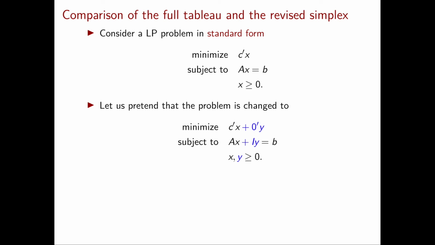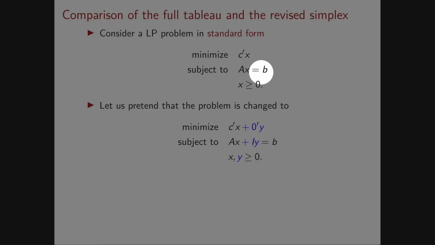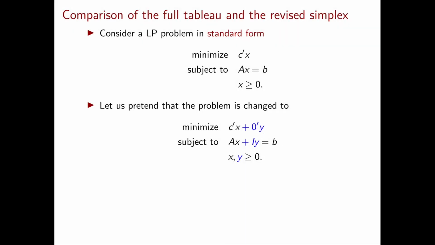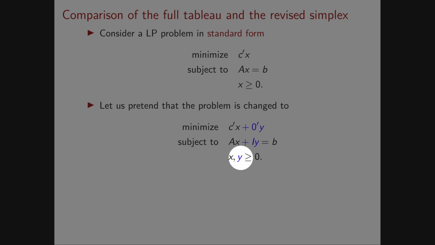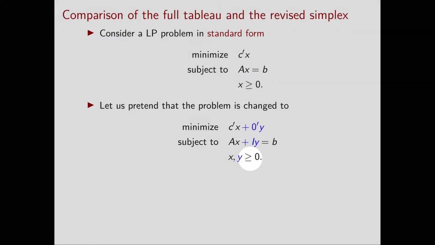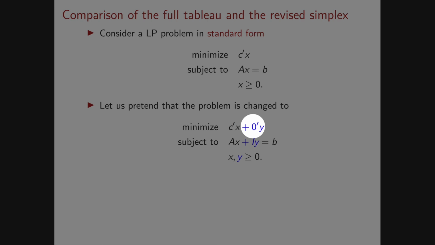What I want to do is add a bunch of additional variables that are similar to slack variables. Of course, I don't need any slack variable here because I already have equality constraints, but I add them anyway. So I add plus y1 to the first constraint, plus y2 to the second constraint, and so forth. In matrix form, the new system of equations will be Ax plus identity times y equal to b. As for real slack variables, I also add the constraints that the y variables are greater than or equal to 0. Finally, I make no change in the objective function, so essentially I'm just adding plus 0 transpose y.